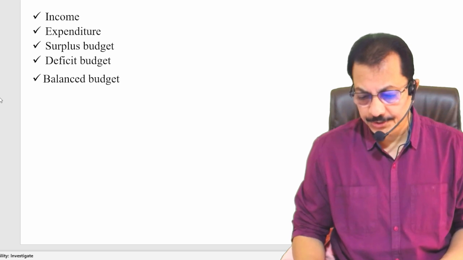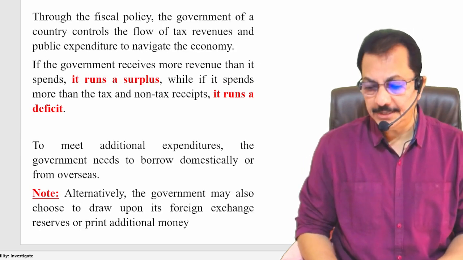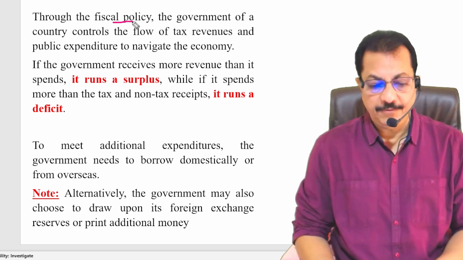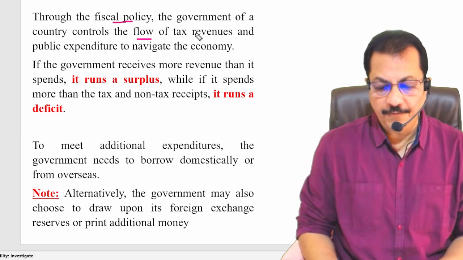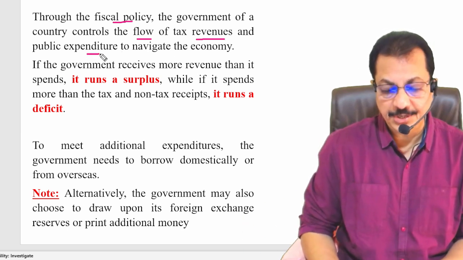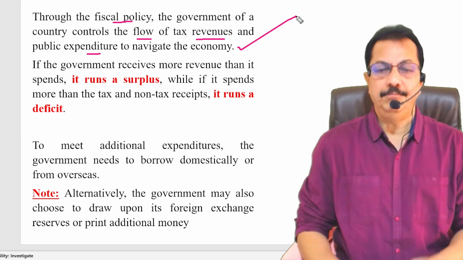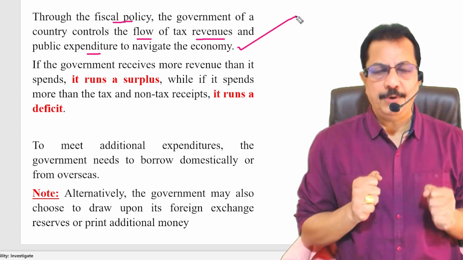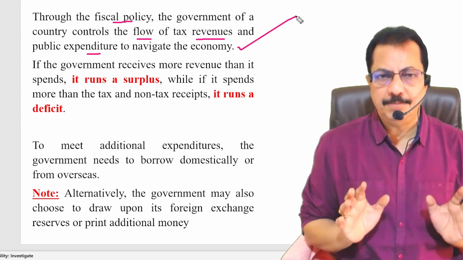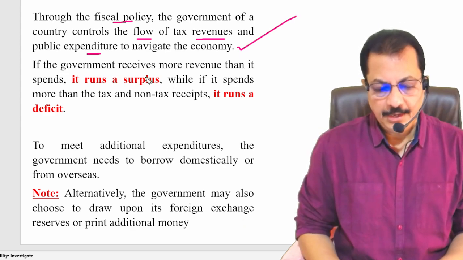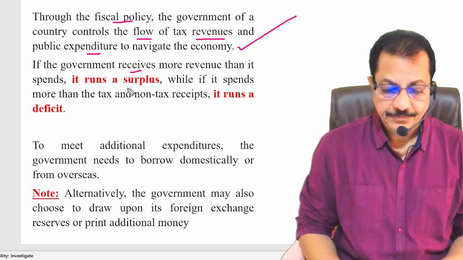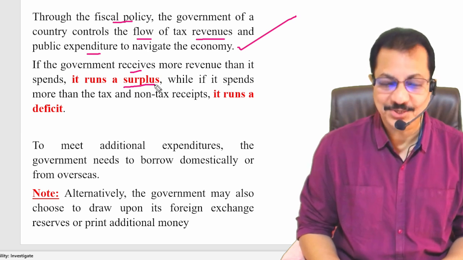We'll be learning more points now. Let's go ahead. Look at this. Next point. Through the fiscal policy, the government of a country controls the flow of tax revenue. Revenue means income, and public expenditure, to navigate the economy. Meaning, we know this one. Through fiscal policy, the government is spending money, the government is earning money, and that is for the purpose of the economy. If the government receives more revenue than it spends, it is running a surplus budget.